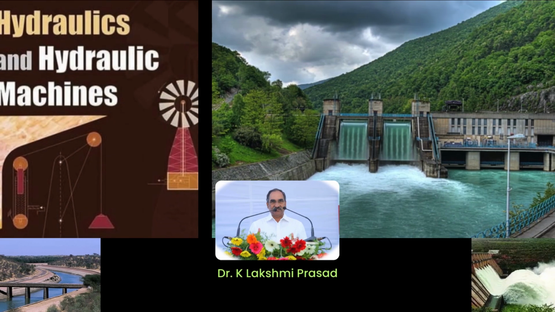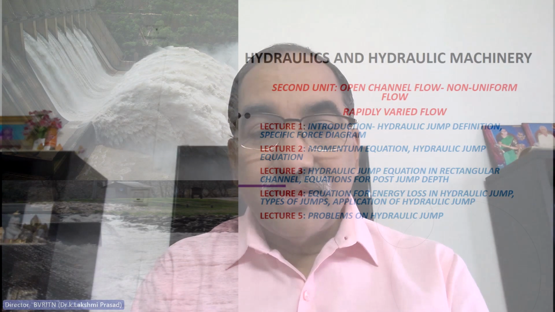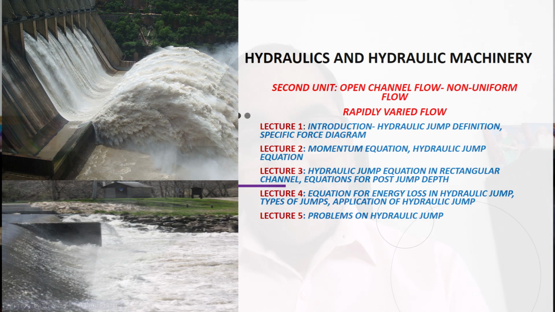So we are now in the open channel flow. In open channel flow, we are dealing with non-uniform flow. When we are dealing with the non-uniform flow, we have, to be frank, three things. The first one is specific energy that we completed in three lectures, and then we have taken up gradually varied flow, which we have discussed for 8 lectures. Then the last item, rapidly varied flow.